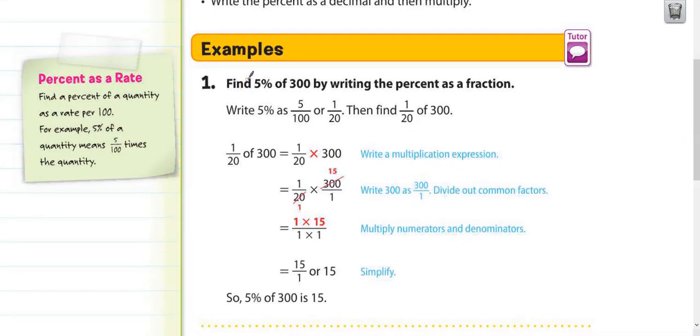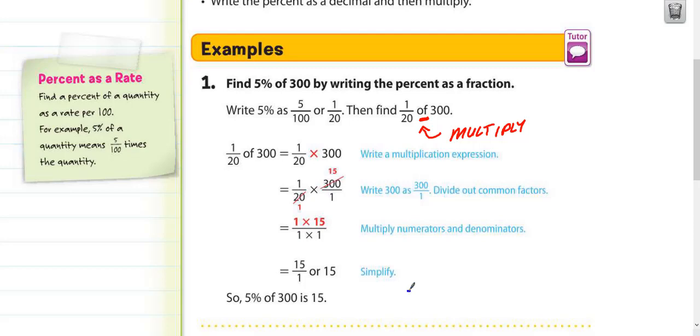Example 1. Find 5% of 300 by writing the percent as a fraction. So 5% is 5 out of 100, which is 1 out of 20. So 1/20th of, whenever you see that word of, it tells you you are going to multiply 1/20th of 300. So 1/20th times 300. They simplify, they cross-cancel to simplify. You have 1 times 15 over 1 times 1, which is 15 over 1, which is 15. So 5% of 300 is 15.